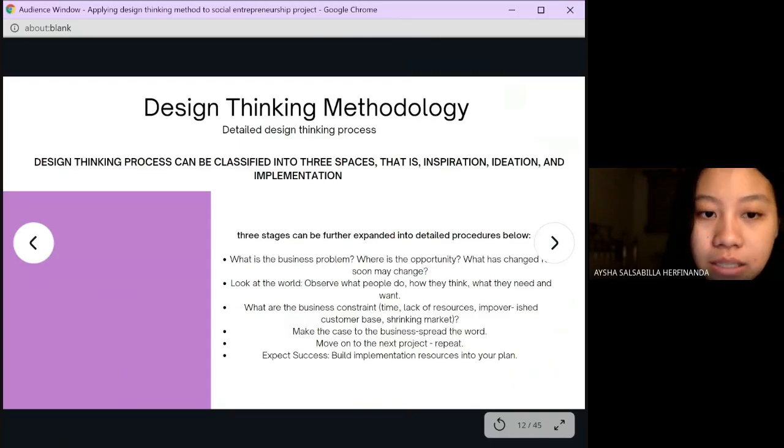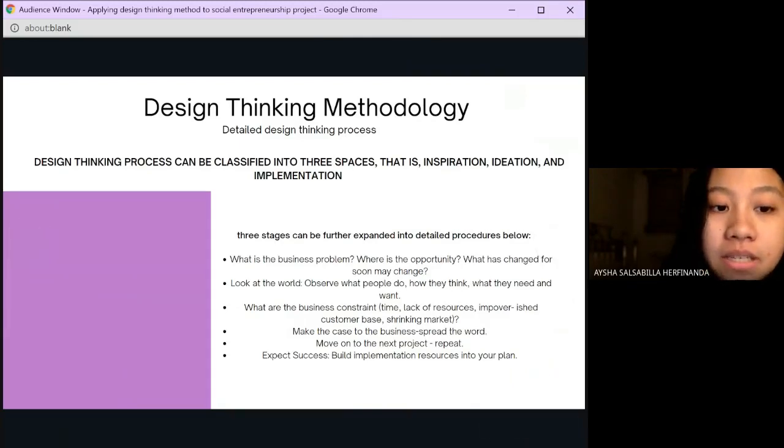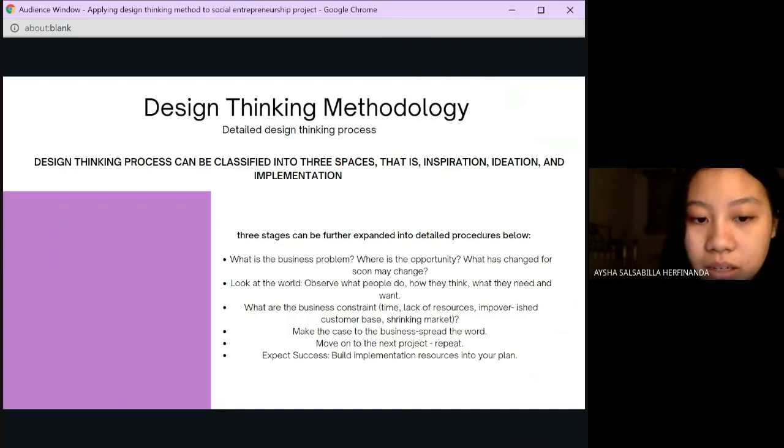Okay, detailed design thinking process. The design thinking process can be classified into three spaces as before, which are inspiration, ideation, and implementation. The three stages can be expanded into a detailed procedure below, such as what is the business problem or what are the business constraints, and then move on to the next project after we define it. Then expect the success by building implementation resource into your plan.